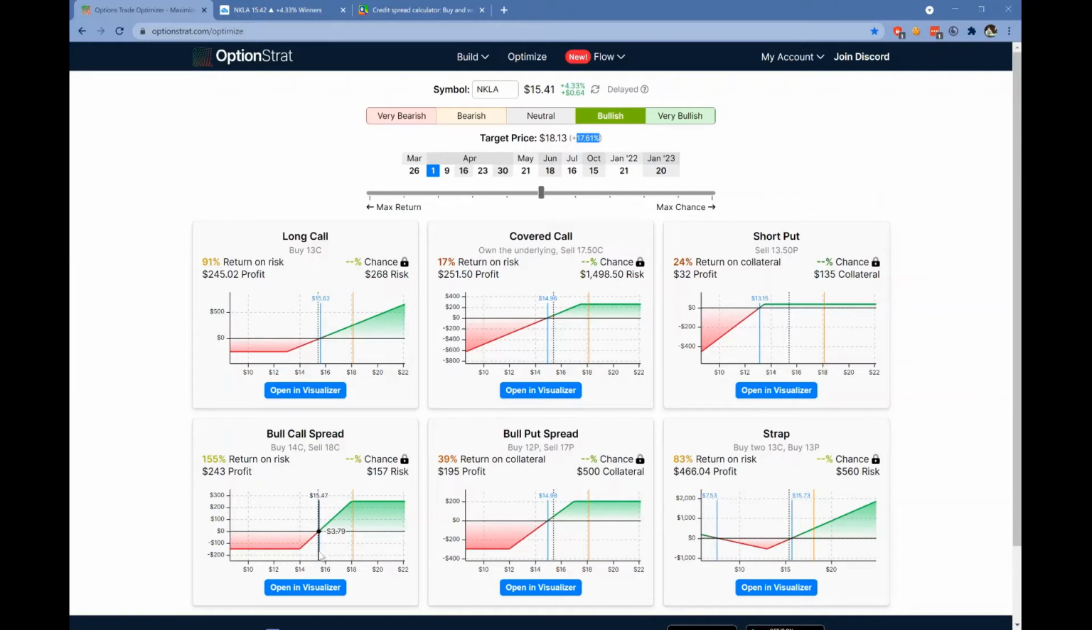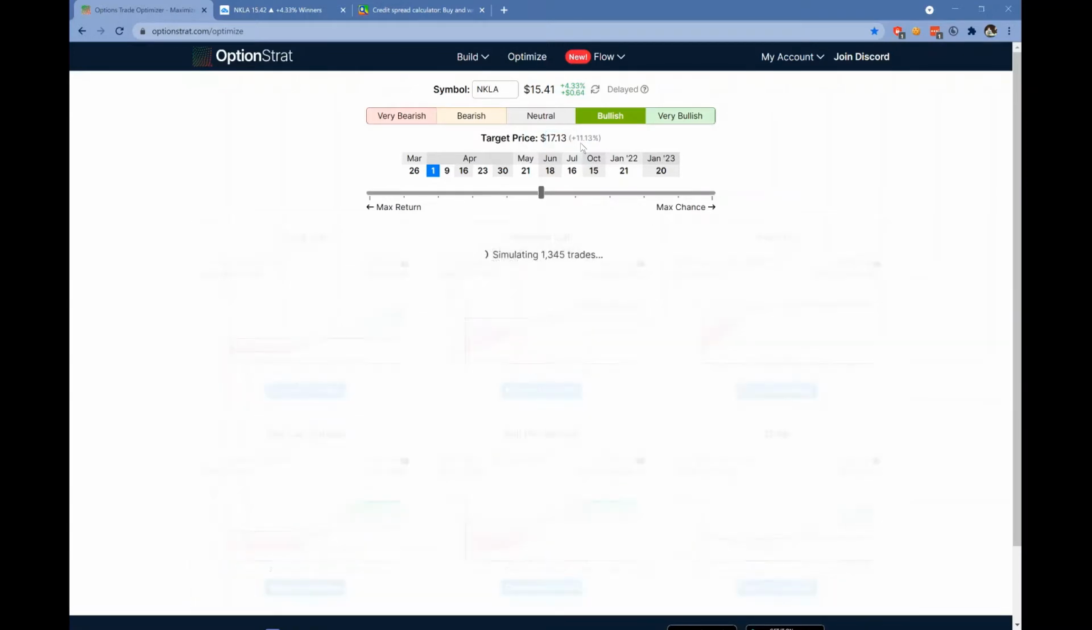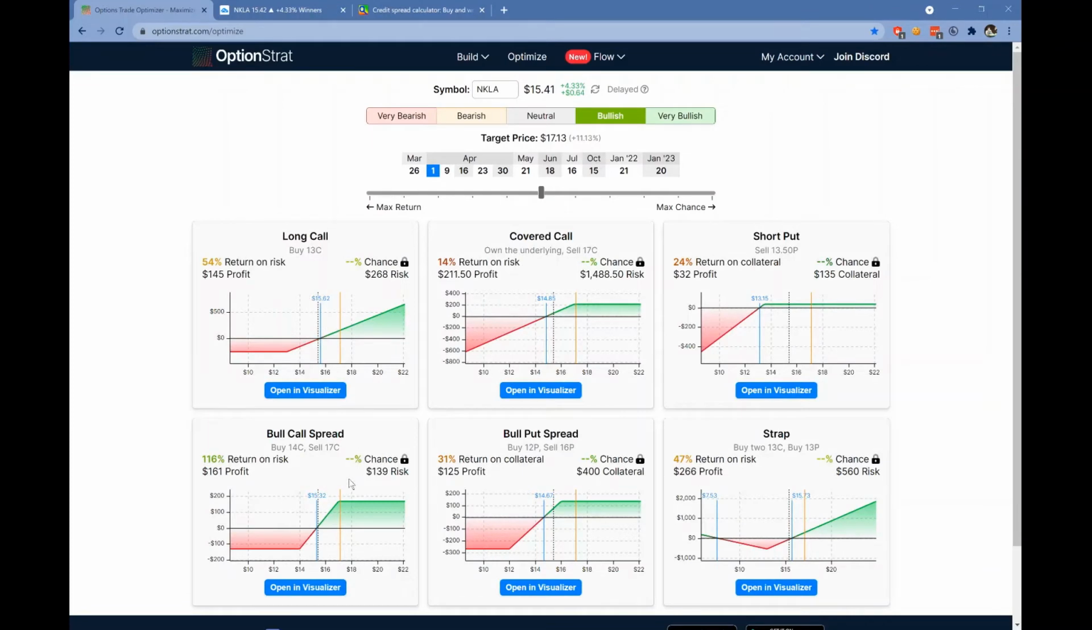So you can see the yellow line is obviously the price target. Over here the blue line is the current price, the dotted line is the break even, and the yellow line is the target. So you can change the target price, so you can set it to something more realistic like 17. And you can see that the yellow line changes. So this trade, for example, shows 116% return. The dotted line is in the green actually, so that's very good.